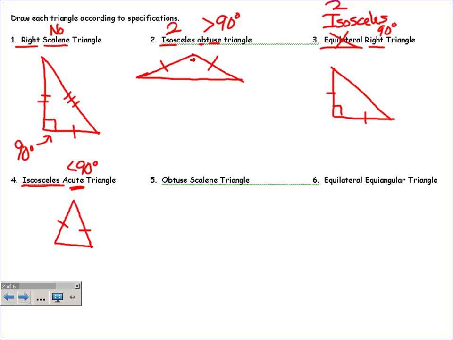Obtuse scalene. What does scalene mean? Scalene means no congruent sides. Obtuse means more than 90 degrees, so we should be okay with this. I'm really bad at drawing obtuse angles. That's what mine looks like. I have an obtuse angle more than 90 degrees. I have three different side lengths.